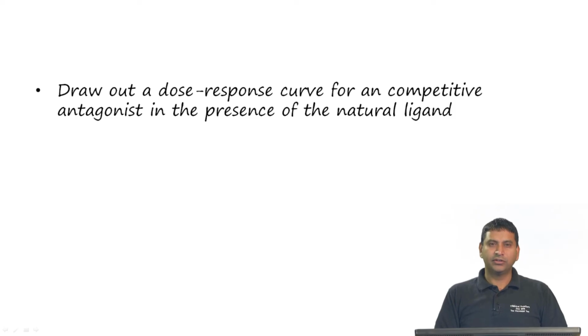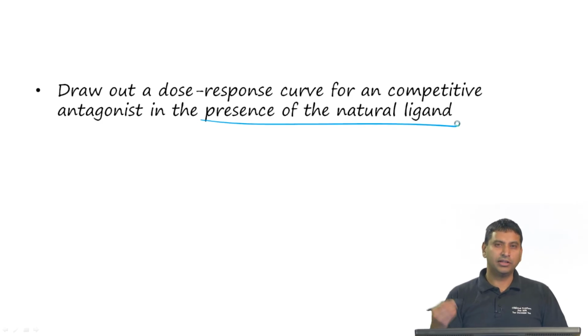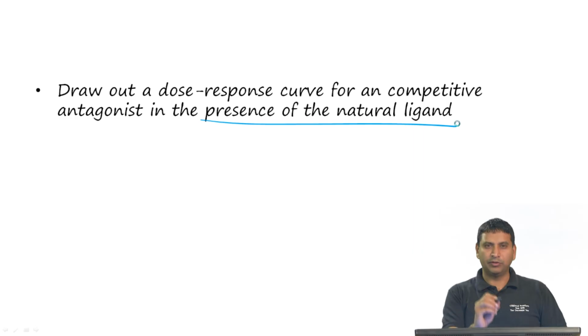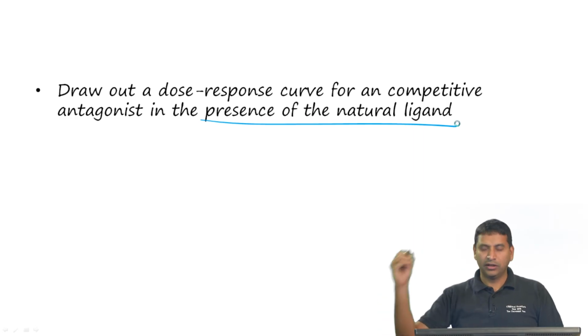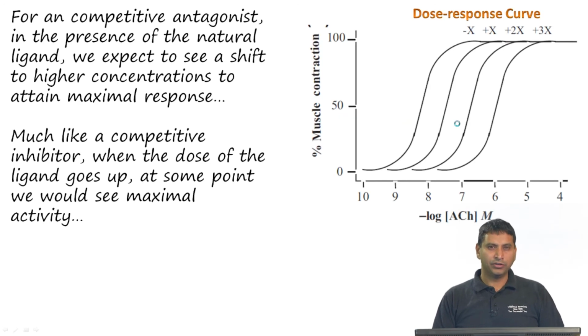So, the next question is, draw out a dose response curve for a competitive antagonist in the presence of the natural ligand. That means that it is not a fixed concentration of the natural ligand, but you vary the concentration of the natural ligand and keep the competitive antagonist at a fixed concentration, but you can vary it. For a particular experiment, you will have a fixed concentration, for the next experiment, you will have a higher concentration. So, this is how it looks.